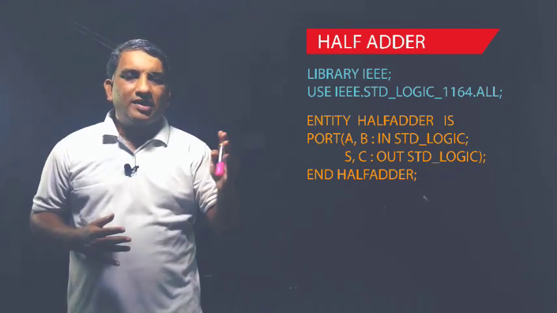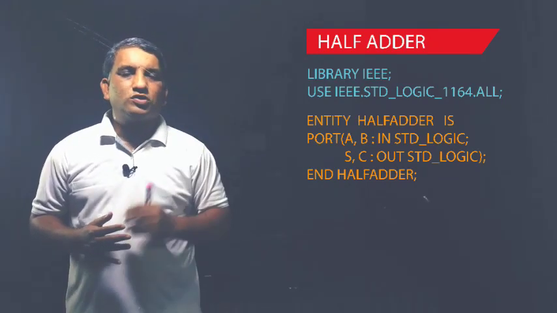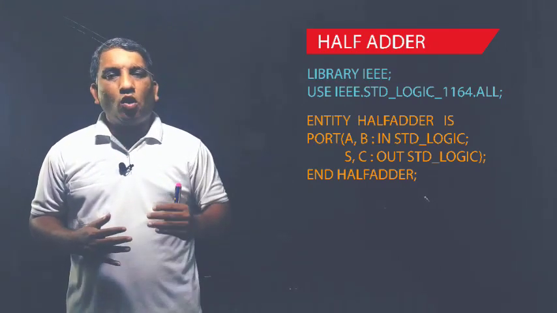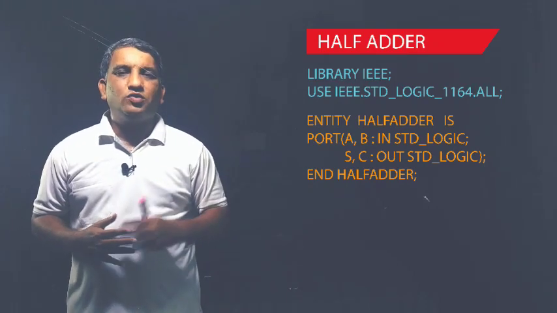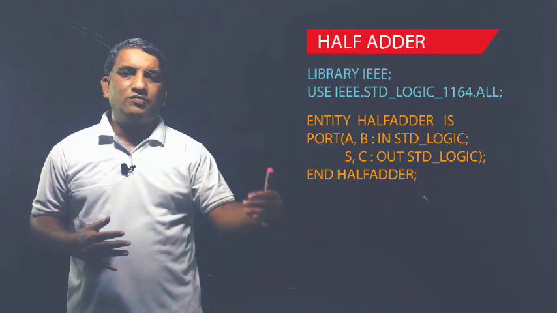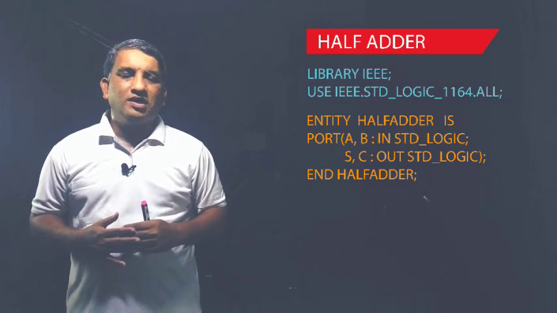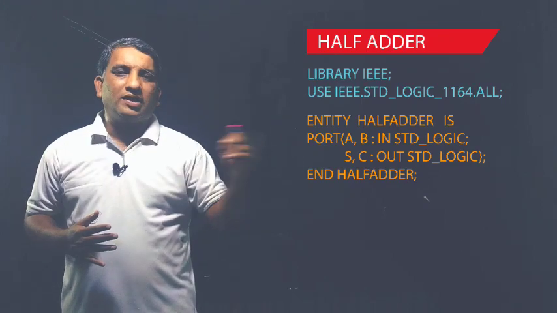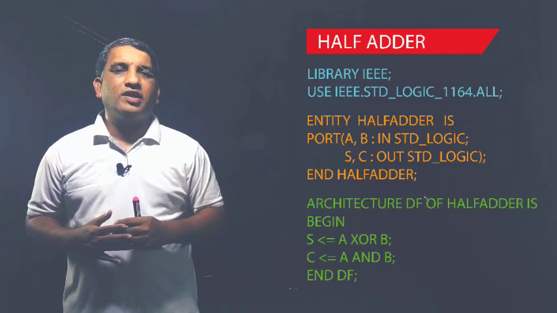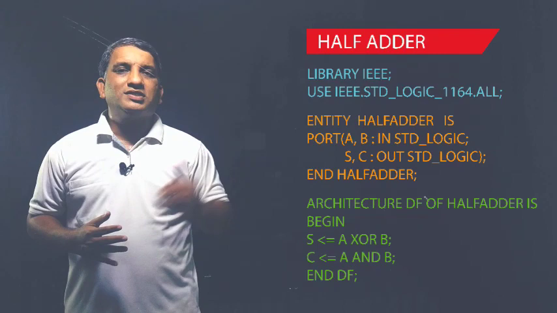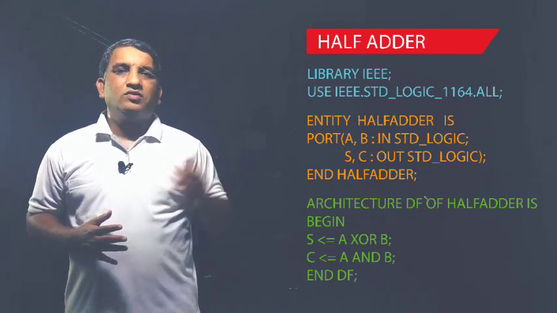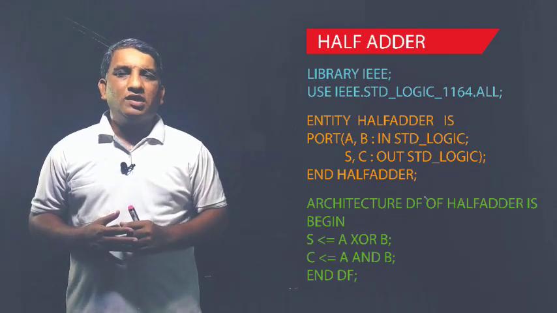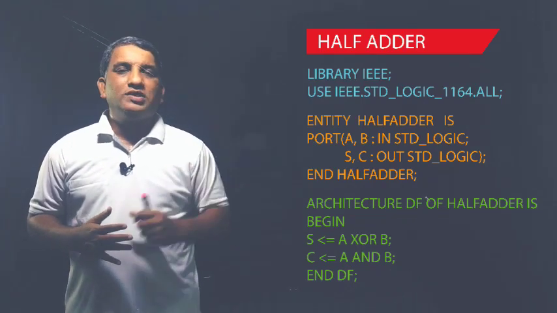Now after declaring this entity, after declaring the ports of your design, you have to write the functionality or the operation, or if you have the output equation, you have to implement that output equation with the help of VHDL statements. So that is all done inside the architecture. So we will write the architecture. Now in the architecture, the first keyword is architecture. After that I will write the name of the architecture. I will give any name to this architecture.